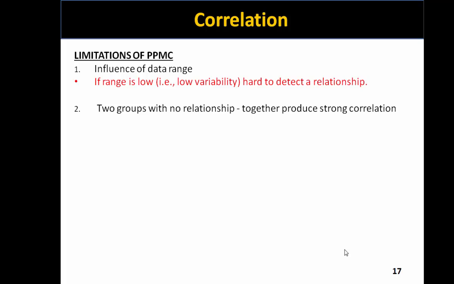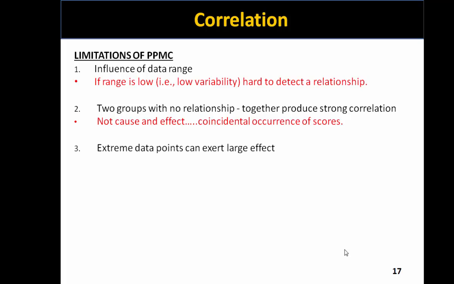Two groups that have no relationship could potentially produce a strong correlation. So it's very important to understand and highlight the fact that correlation and regression is not cause and effect. This could come through just simple coincidental occurrences of scores.